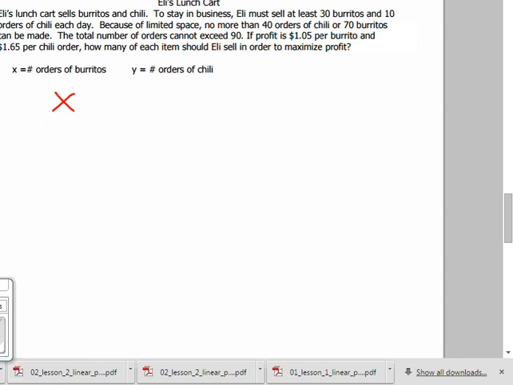X is the burritos, at least 30 burritos. X is it less than or greater than? At least 30. Greater than or equal to 30. Good. And 10 orders of chili. That implies at least 10 orders of chili. Y has got to be greater than or equal to 10. Is there common sense involved with burritos and chili? Can you have negative burritos or negative chili? So then you should write an equation for that.